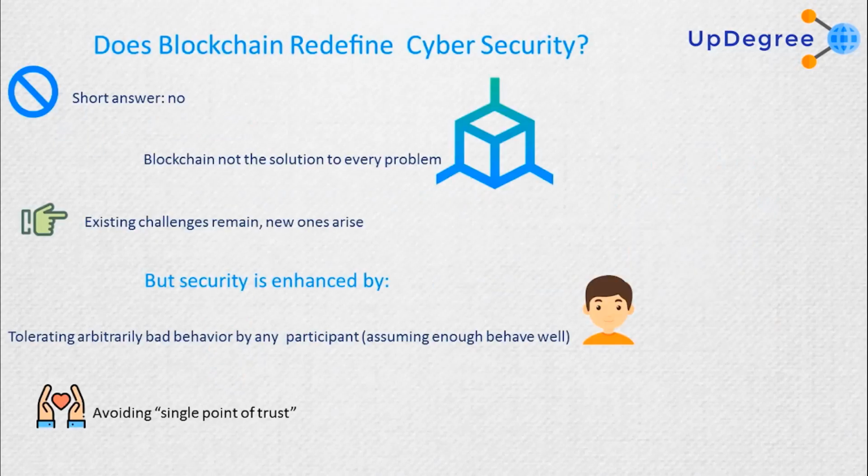So can we actually say whether blockchain redefines cybersecurity? Actually, no. Blockchain may not be the solution to every problem; existing challenges remain and new ones arise. But what we are saying is security is enhanced because you are deleting the bad behavior of any participant by giving one single point of trust. You have consensus, immutability, and a single ledger, and the ledger cannot be attacked because you have multiple copies of data in each node. Processing is fast, so you are giving a scalable solution to cybersecurity, so that the basic cybersecurity issues don't exist here using blockchain.